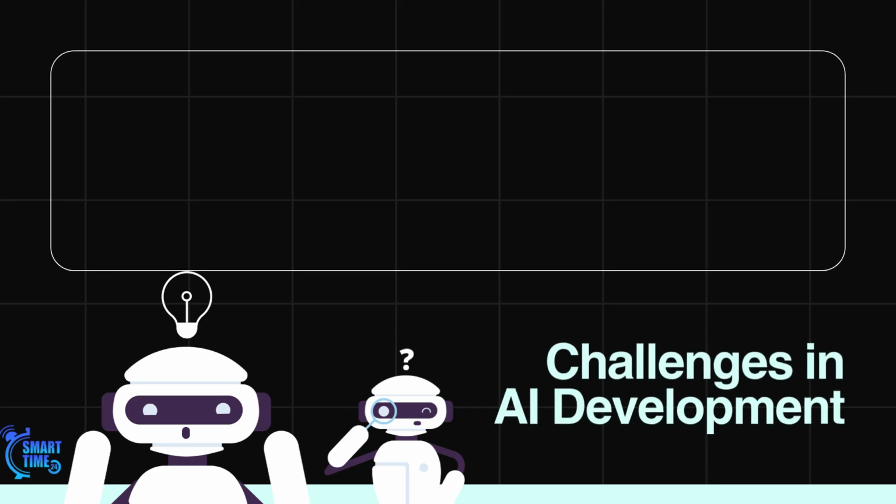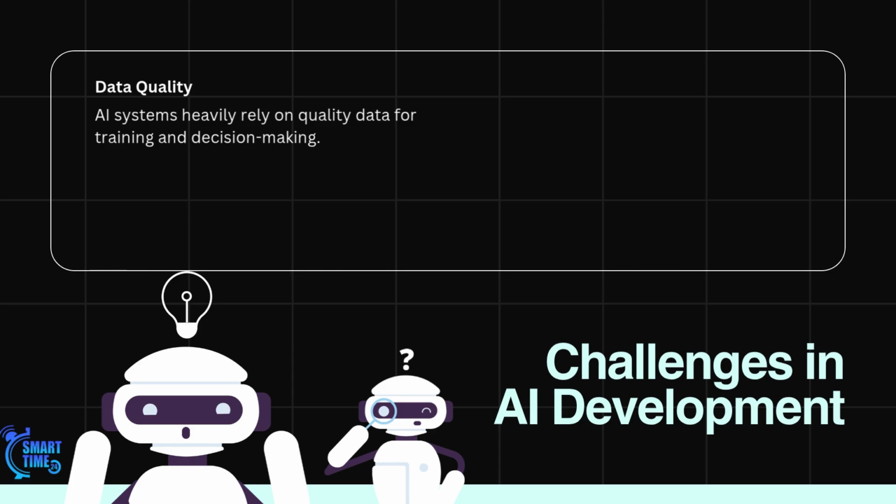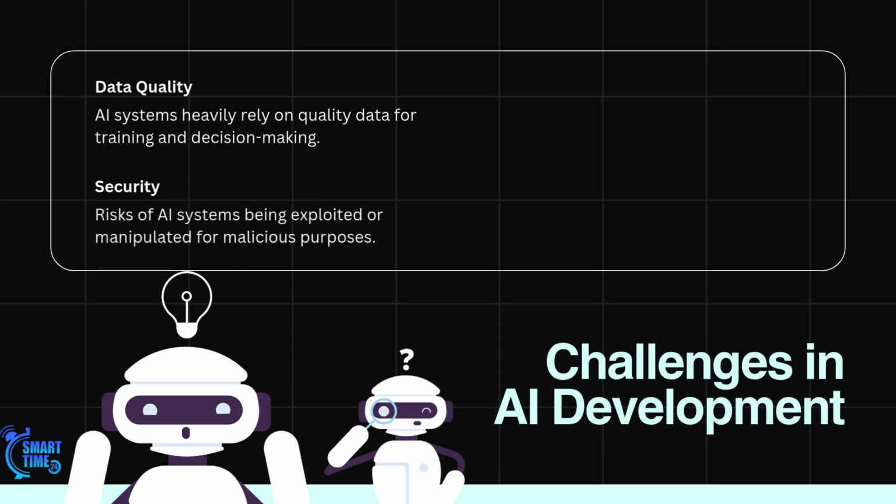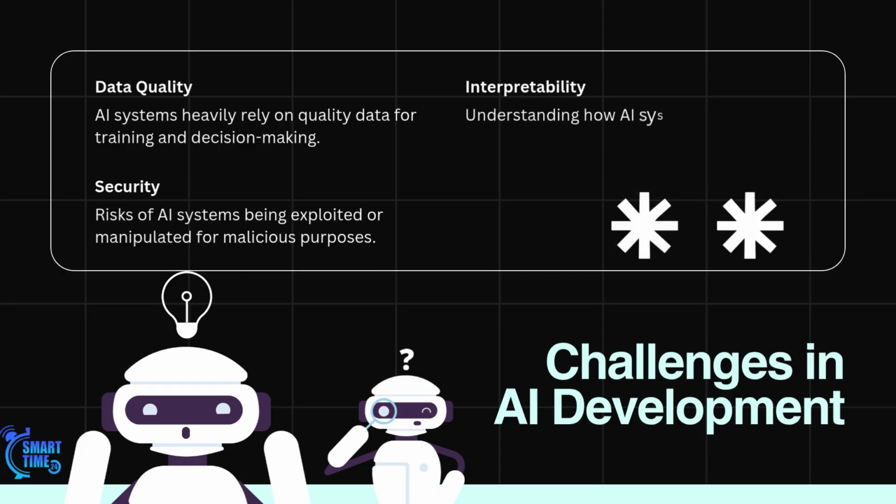Challenges in AI development. Data quality. AI systems heavily rely on quality data for training and decision-making. Security. Risks of AI systems being exploited or manipulated for malicious purposes. Interpretability. Understanding how AI systems arrive at their decisions is crucial for trust and accountability.